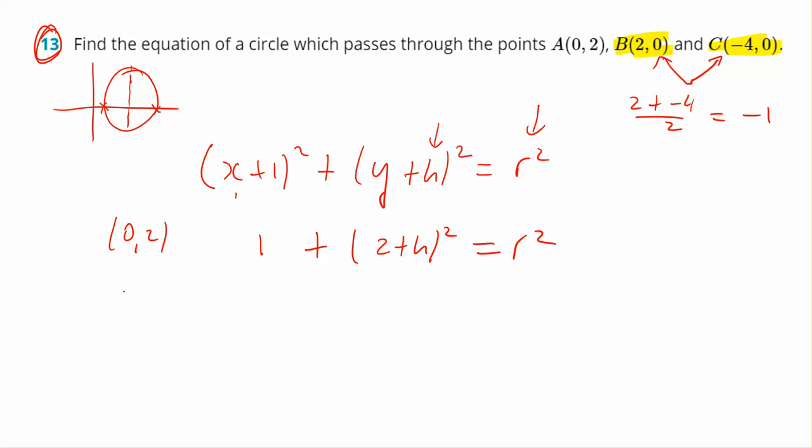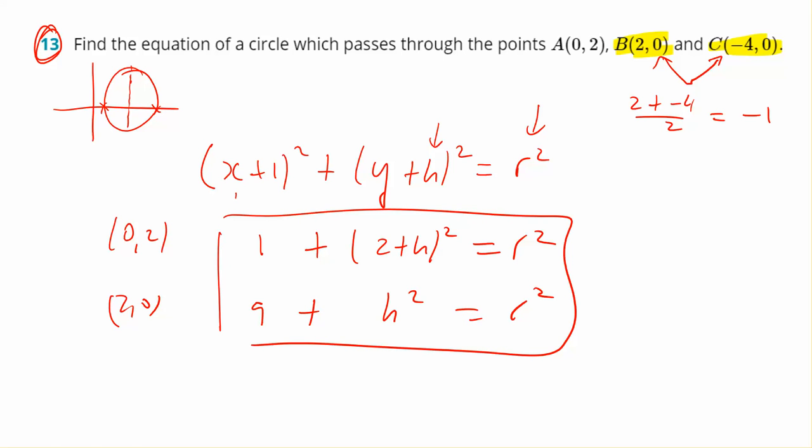I can sub in a second point, (2, 0). I'm just choosing easy points to sub in. When x is 2, 2 plus 1 is 3, 3 squared is 9, plus y is 0, so you're just left with 9 plus h squared equals r squared. Now I've got two equations, I can solve these simultaneously.